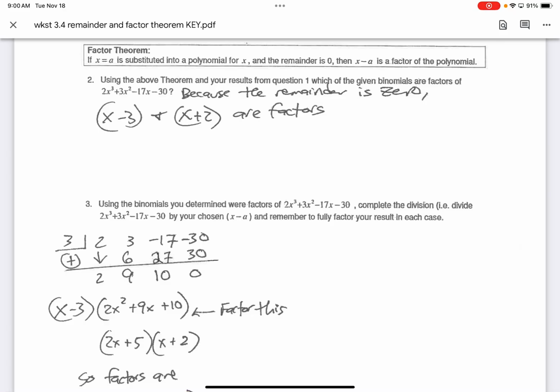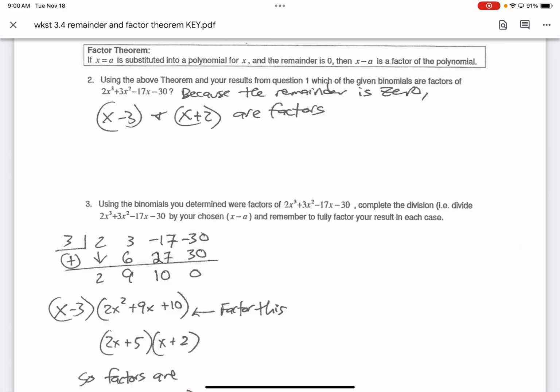I'm telling you something hugely important right now. If you divided by these in succession, meaning let's say you divide by x minus 3 first, then take that result and divide it by x plus 2, you will end up with 2x plus 5. And now you're completely factored. And you didn't have to do the star. Okay? You want to try that and prove it to yourself? It's kind of cool.